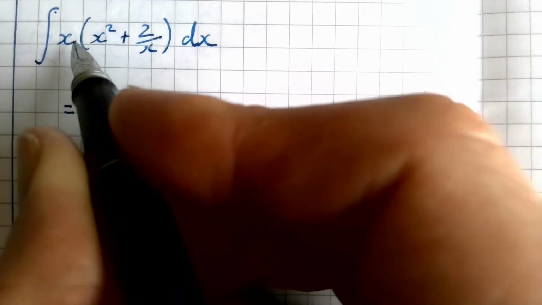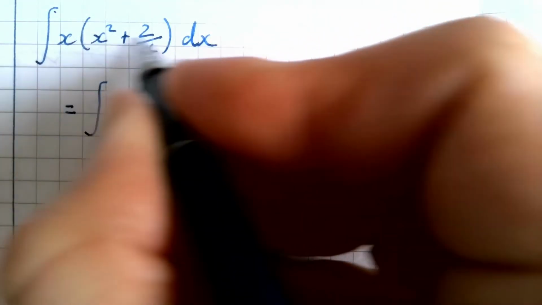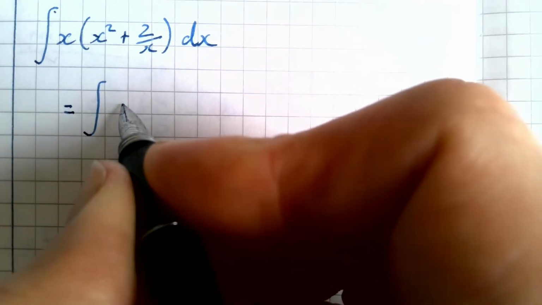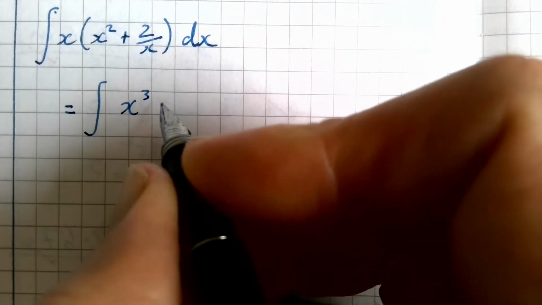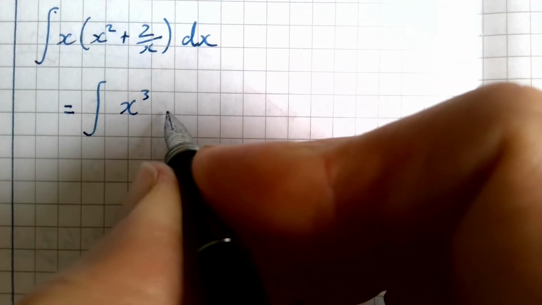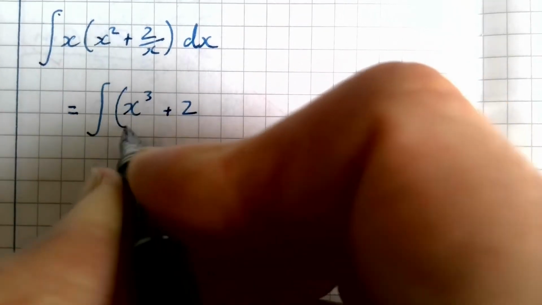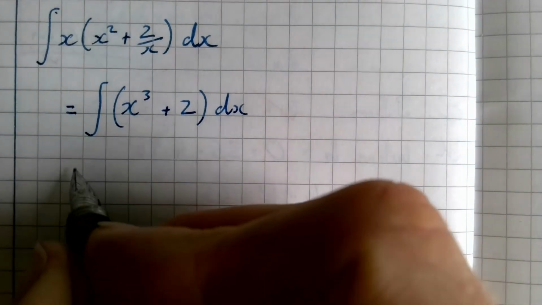First of all, I'm going to keep it as integration, the integral sign in there, and I'm going to multiply out my bracket. So x times x squared is x cubed, and x times 2 over x is 2 over x, which is just 2. So that is my expression that I'm going to integrate.